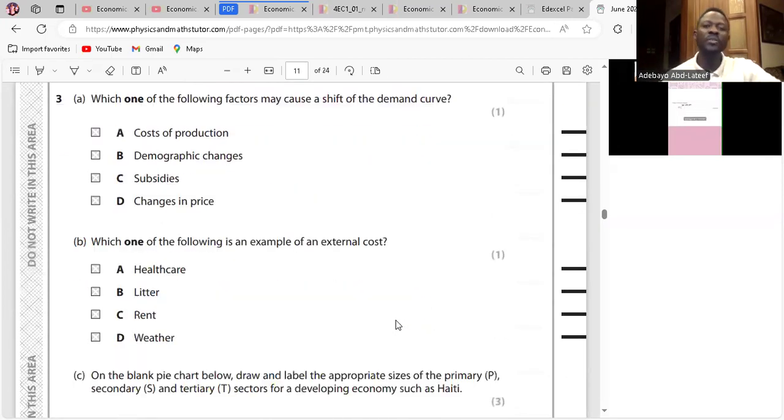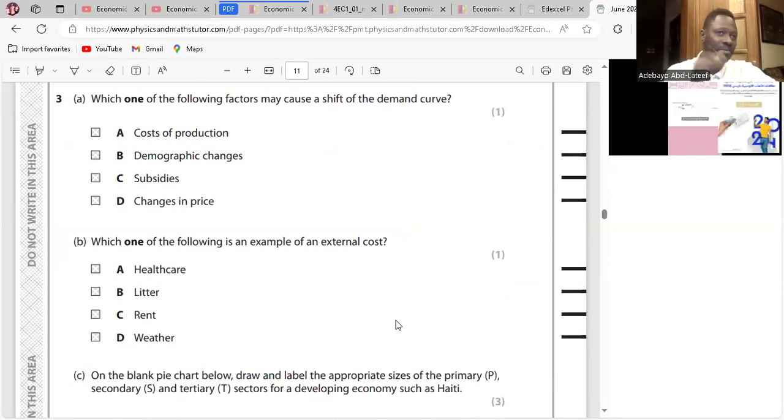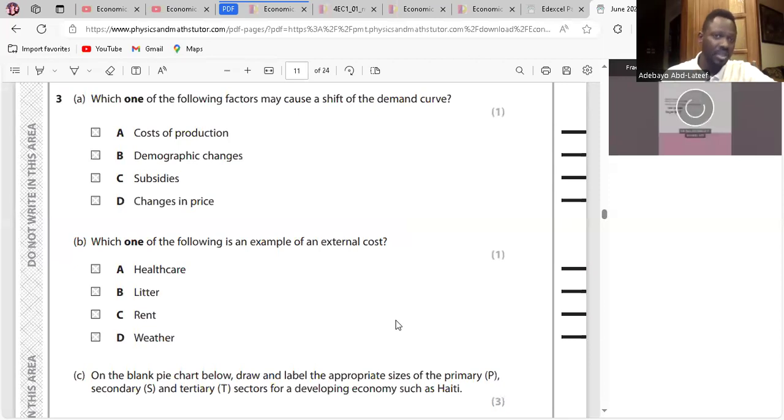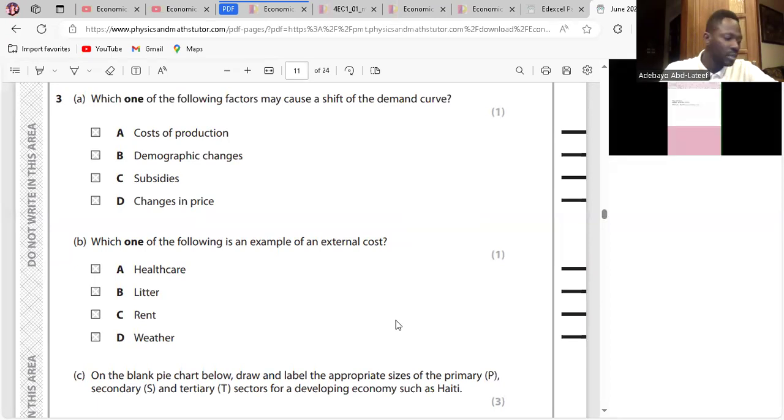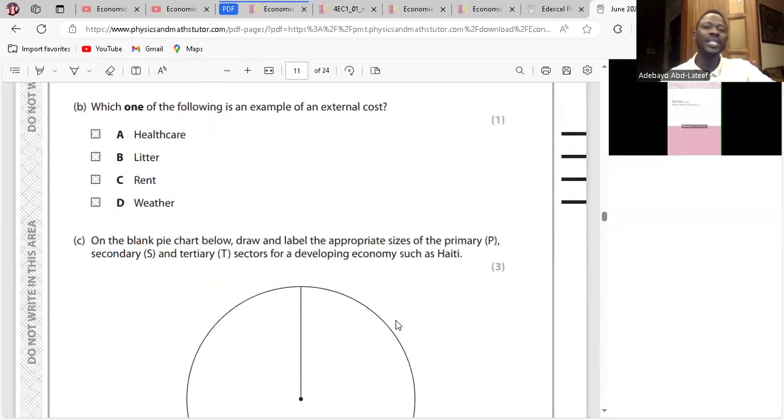Question 3. Which one of the following factors may cause a shift in the demand curve? A shift in the demand curve would be as a result of a change in a non-price factor. Are you with me? So cost of production will bring about a shift in the supply curve. Demographics will bring about a shift in the demand curve. It's a non-price factor. So it's B anyway. Subsidies will bring about an increase in output, which is a shift in the supply curve. Changes in price will bring about movement along the demand curve or movement along the supply curve. Clear?